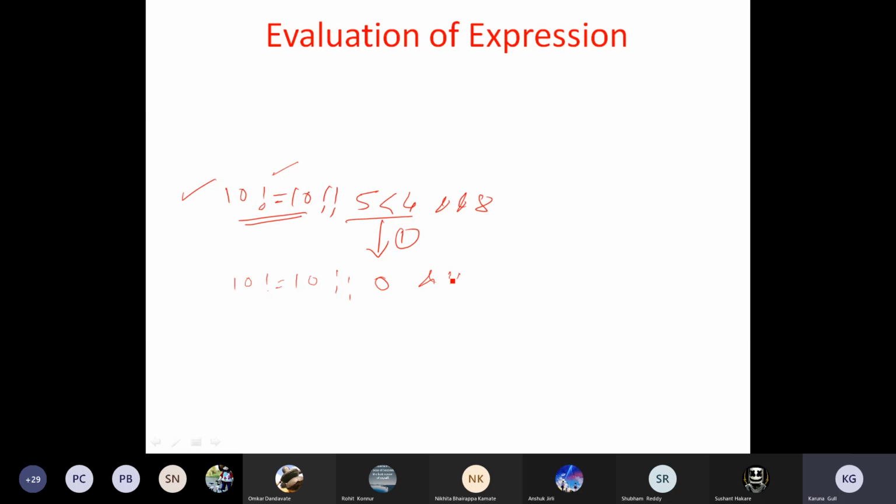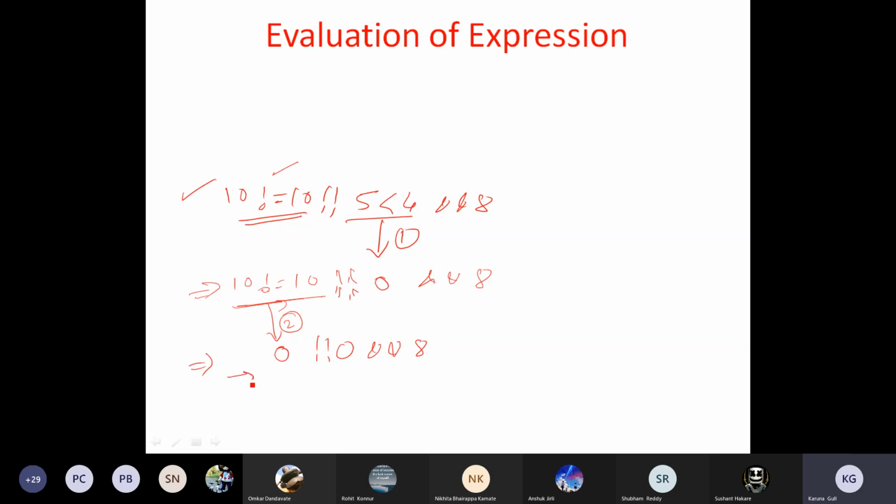0 and 8. Next, which operator has to be evaluated next? Scan from left to right and check which operator has the highest priority. Or operator and not equal to operator, which has the highest priority? Not equal to. Are you sure? Okay, so this will be evaluated second. Is 10 not equal to 10? False. It is 0 then. Correct. The other things I will keep as they are.